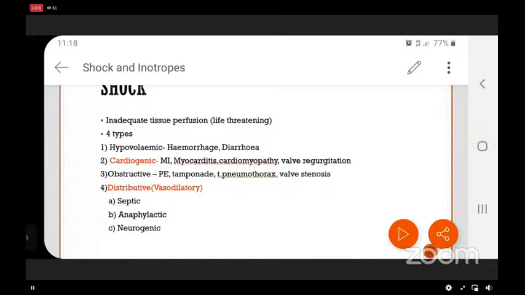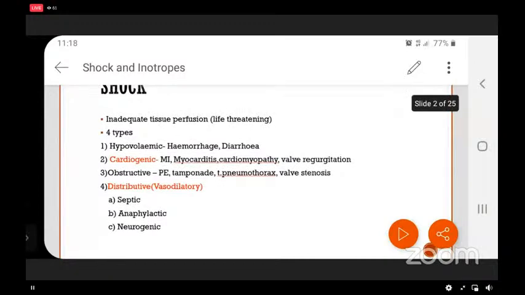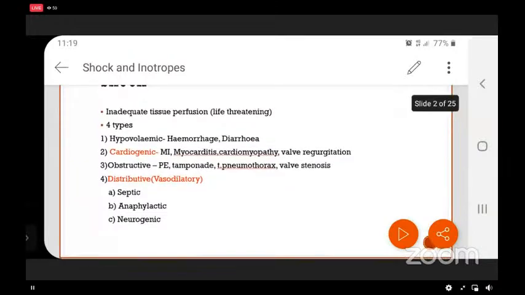And the second type is cardiogenic shock, where there's no problem with the volume status, but the problem is with the pumping action of the heart. Whenever there's a problem with the pumping activity of the heart, for example, when there's a myocardial infarction or myocarditis or cardiomyopathy, anything that is affecting the muscle of the heart, you will get a cardiogenic shock. The third type is if something is obstructing the blood flow in the main vessels, for example, the IVC.